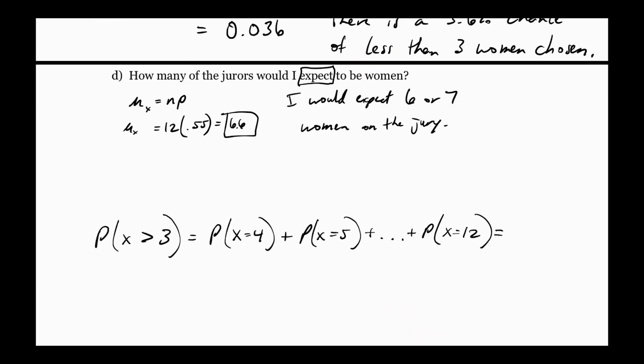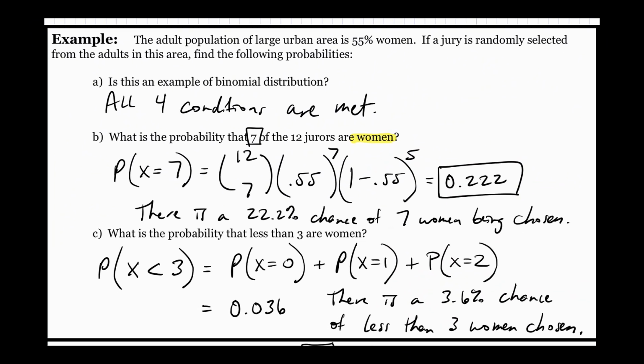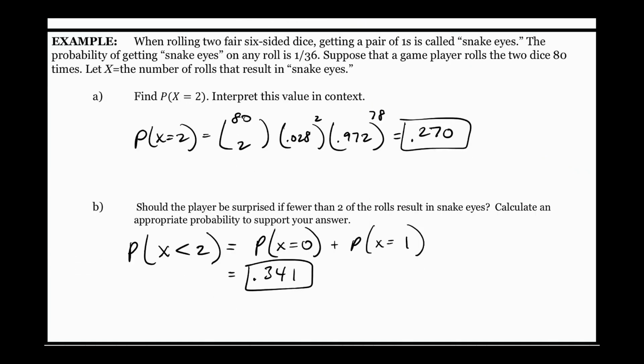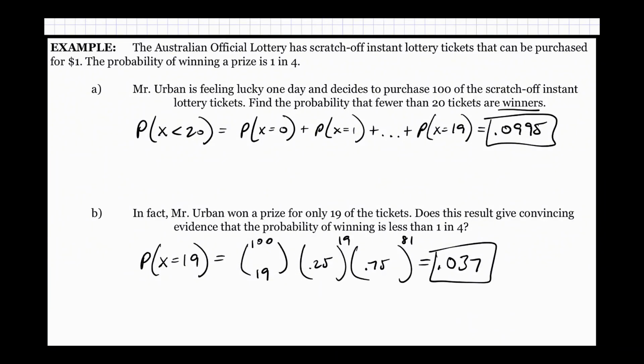Let me go over the ones we did the other day. Like the question with the jury pool, the females in the jury, right? We had a fixed number, 12. We stopped at 12. Can't go higher than 12, right? And then for the question where we're rolling dice, it says 80 rolls. We stopped, we didn't go over 80. For this one here, I think it was 100 tickets. 100 tickets they bought. Okay, that's where we stopped.